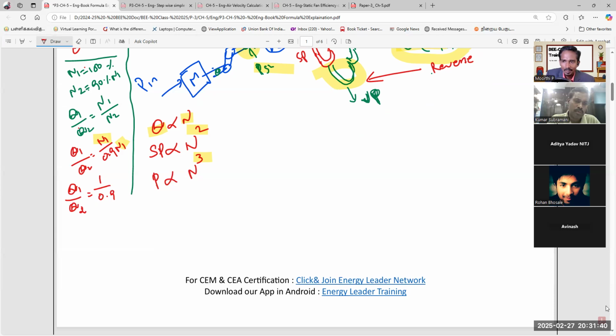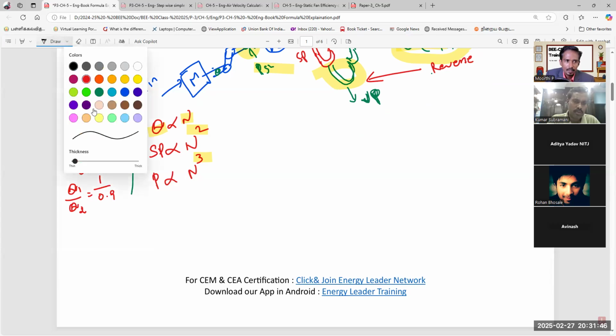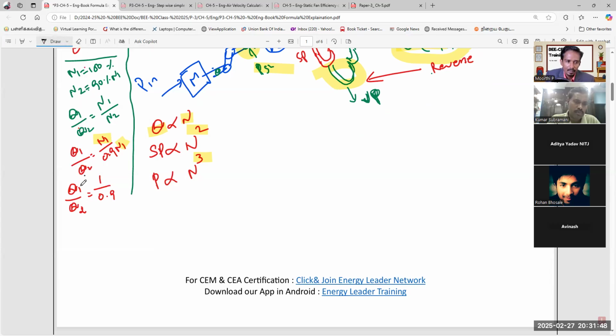I need Q2. How to calculate Q2? It goes like this, cross section. The same formula, same application. But you have to understand how to move it to this side. So Q2 equal to 0.9 Q1. Clear? Q2 equal to 0.9 Q1.